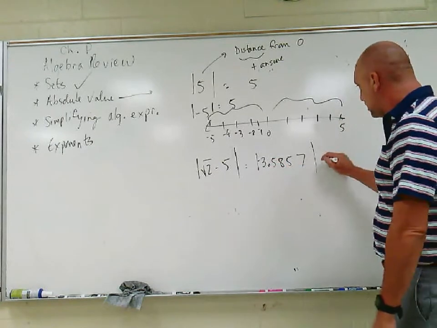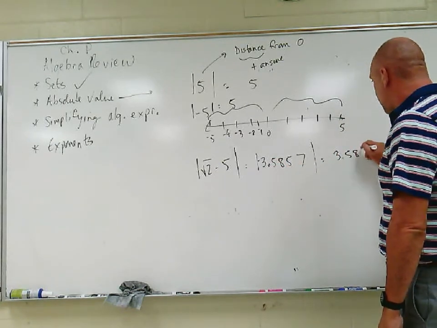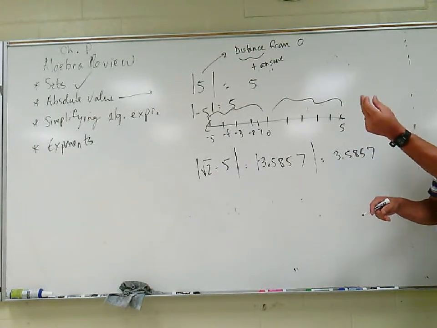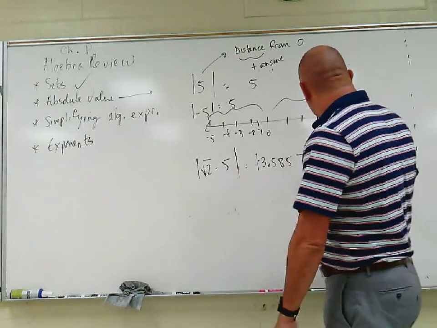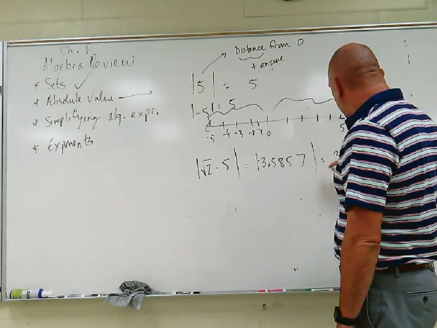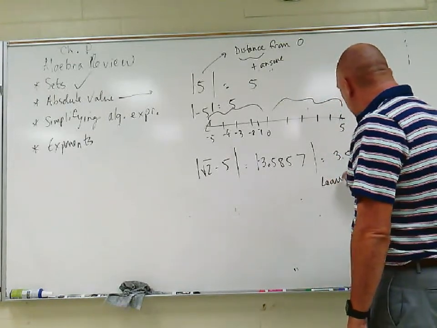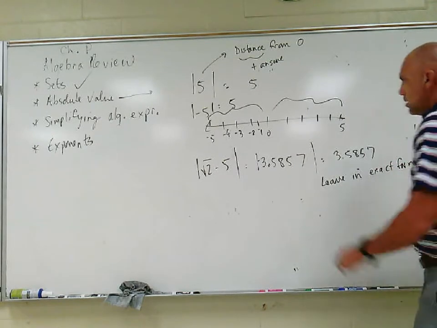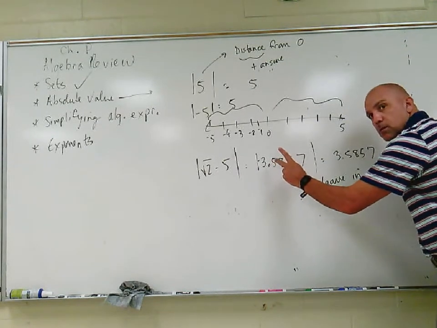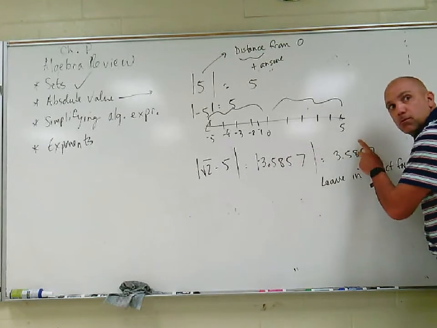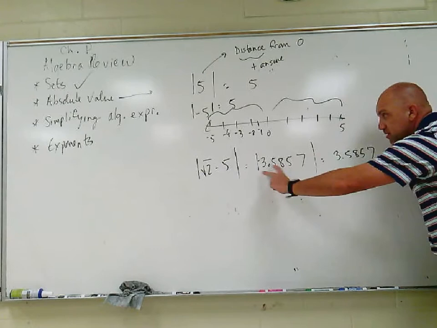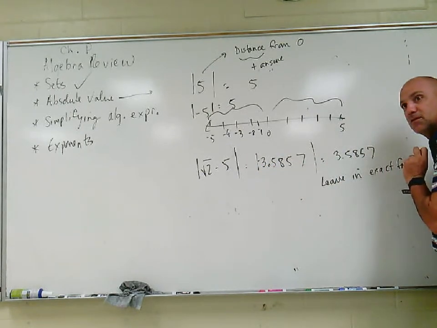So yes, the answer is 3.5857. That's the answer, but the problem is that's a decimal. We got to leave it exact. So this is like an approximation. We need to leave it in exact form. So let me ask you this. Technically, what are you doing from here to here? What math are you doing to get this? How do you go from this number in here to this answer?